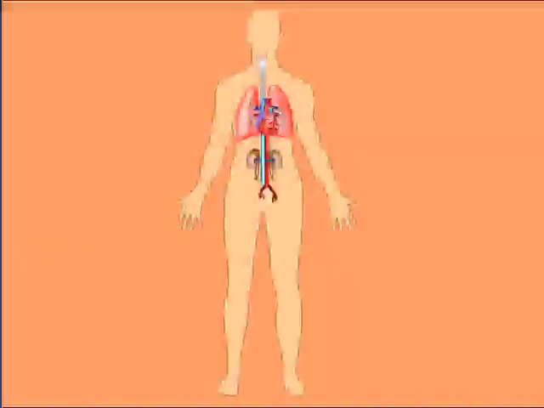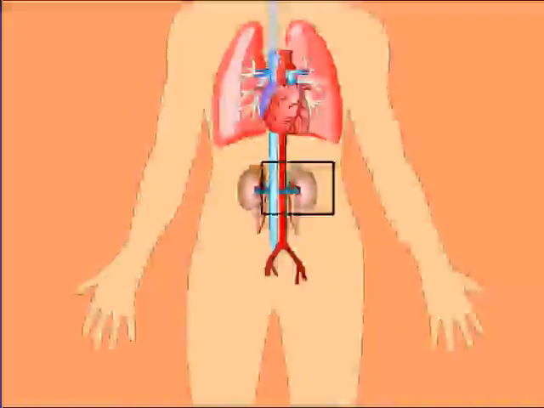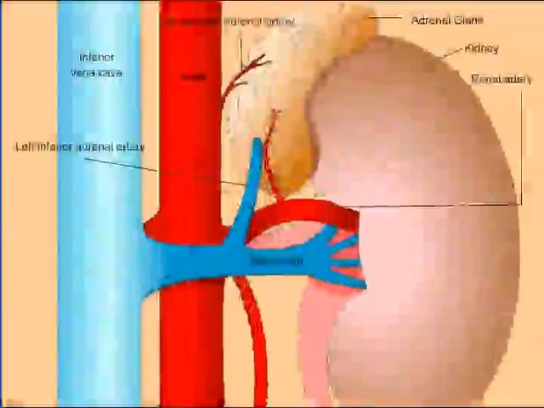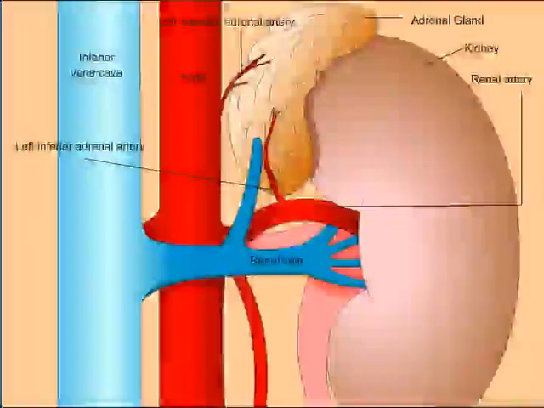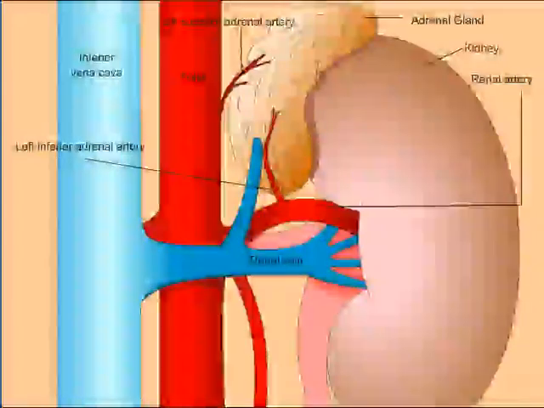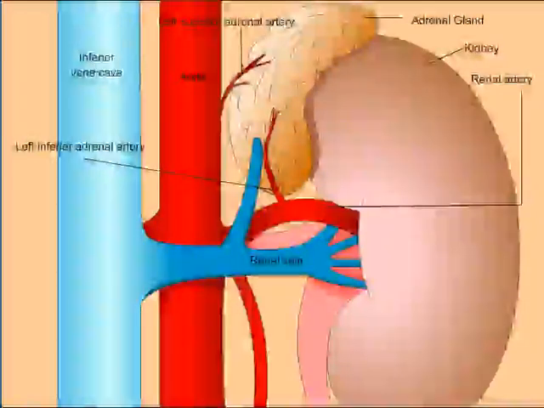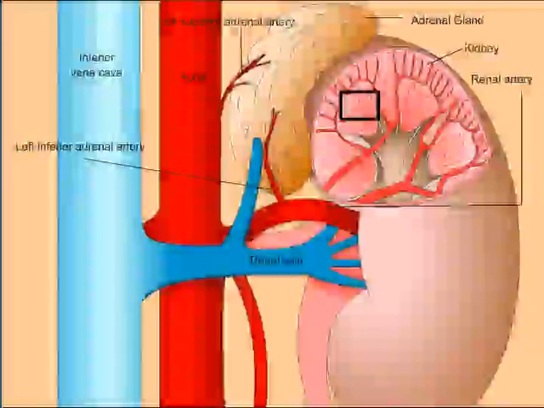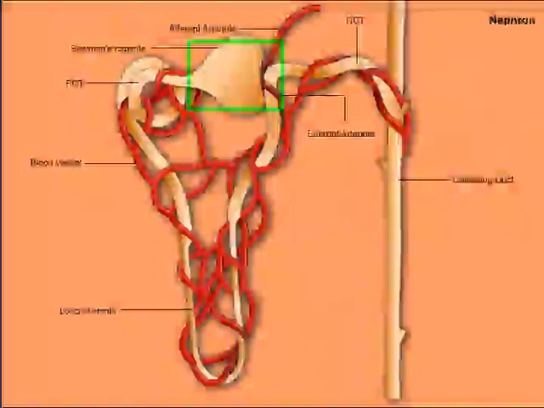Here are some of the major organs affected by the renin-angiotensin-aldosterone system. The kidney is where the normal physiology of the renin-angiotensin-aldosterone system begins. Let's take a closer look. In this illustration, we see the aorta supplying blood to the renal artery, which sends blood to both the kidney and the adrenal gland. We will now zoom in on the kidney and even further to a nephron.